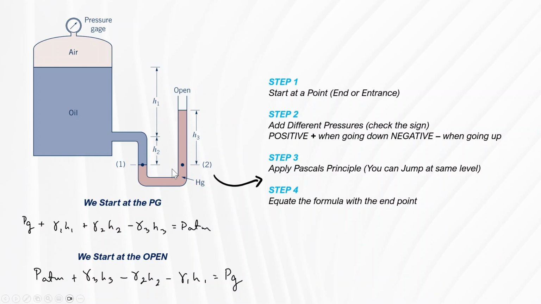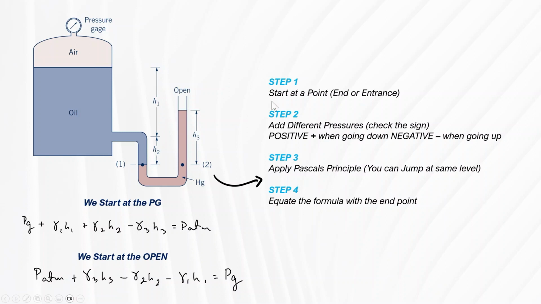The switch of positive and negative sides also happens when we're going from down to up. So when we're starting at gauge pressure, but when we start at the open side, it's the reverse. So this one is positive. So we know that atmospheric pressure plus gamma 3 H3 minus gamma 2 H2 minus gamma 1 H1 will be equal to gauge pressure.